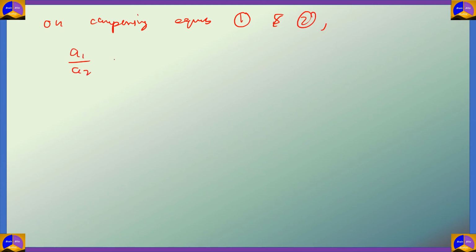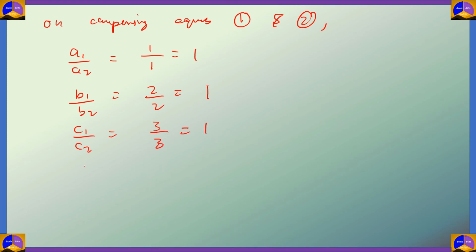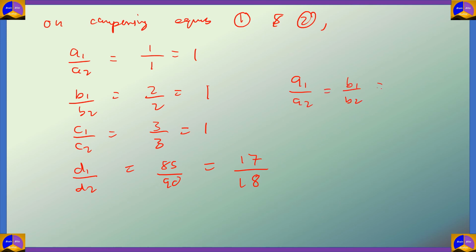So a1 by a2 is 1 divided by 1, so that's 1. b1 by b2 is 2 divided by 2, that's again 1. c1 by c2 is 3 divided by 3, so that's 1 again. And d1 by d2 here is 85 divided by 90, so that's 17 divided by 18. So here, a1 by a2 equals b1 by b2 equals c1 by c2 is not equal to d1 by d2.